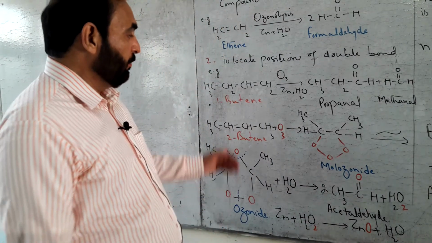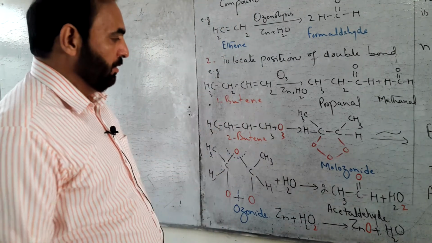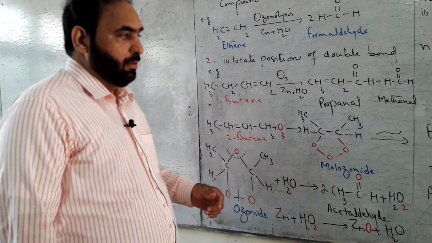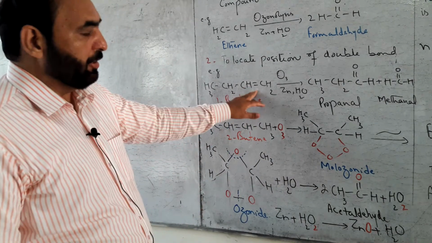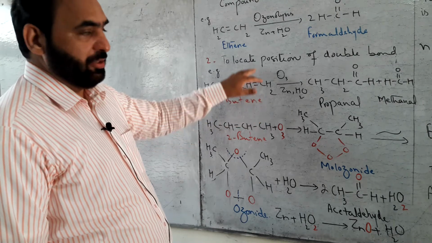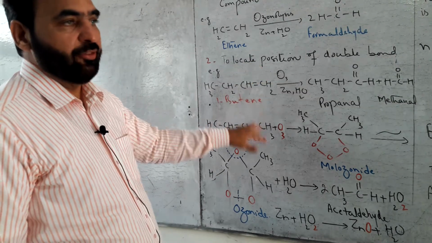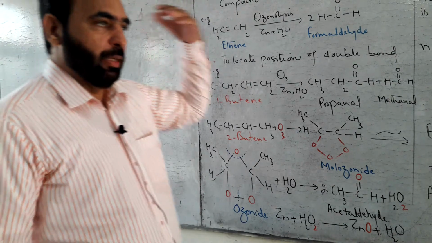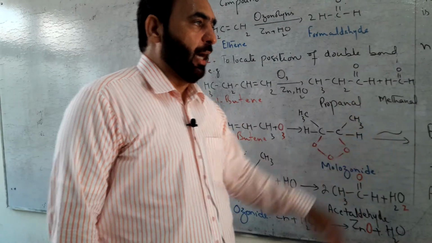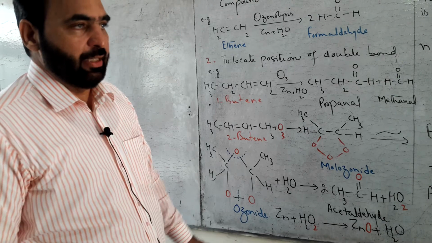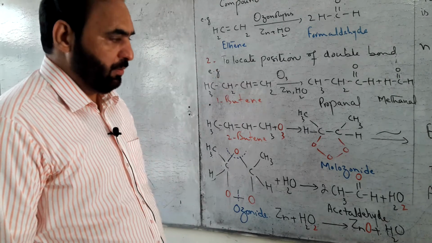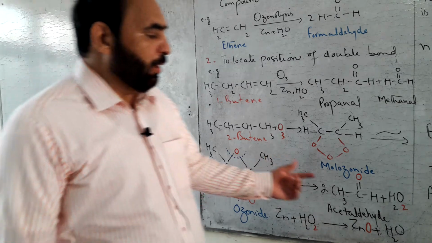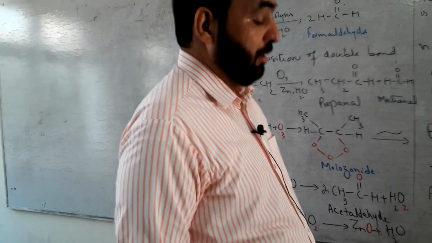So in this way, we can distinguish between one butene and two butene, whether double bond is located after position number 1 or after position number 2 by ozonolysis. If a mixture of two aldehydes is produced, then it is one butene. Otherwise, it is two butene, giving only pure acetaldehyde.